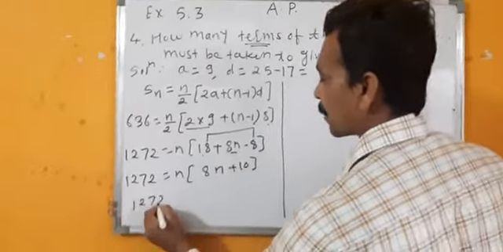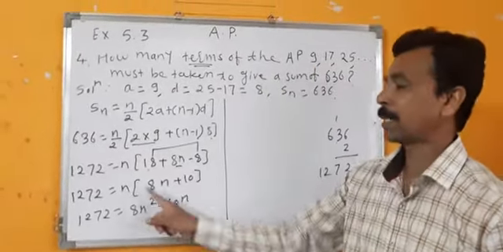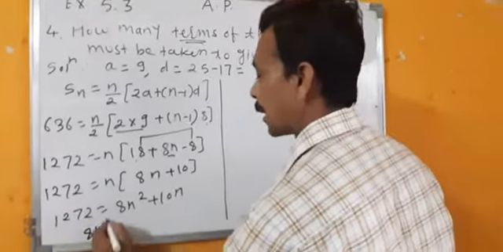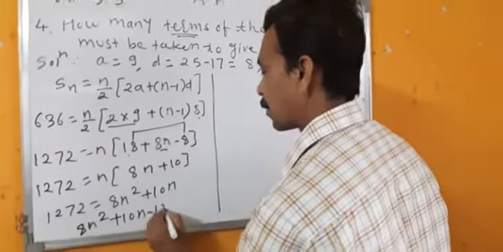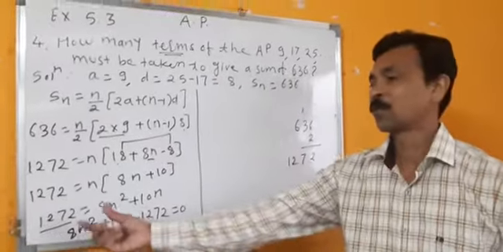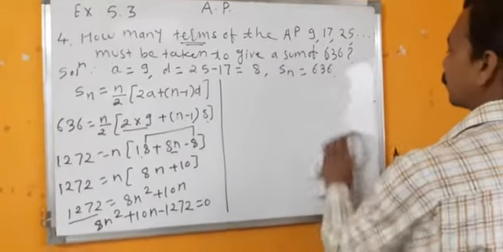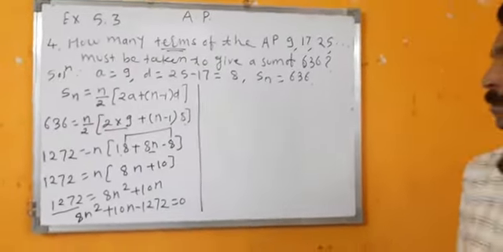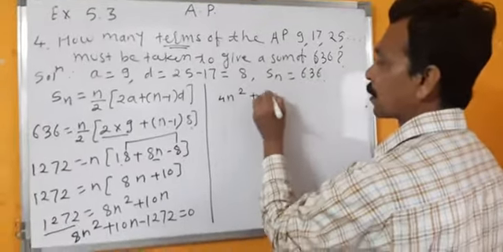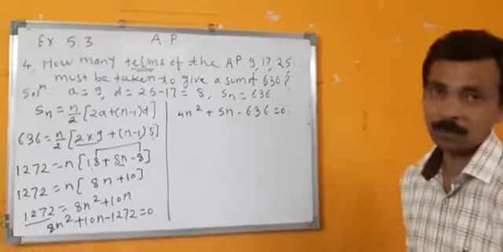So 1272 is equal to 8n square plus 10n, because n into 8n is 8n square and n into 10 is 10n. It becomes 8n square plus 10n minus 1272 is equal to 0, because the 1272 moves from the left hand side to the right hand side and becomes negative. Now I'll divide the whole equation by 2. It becomes 4n square plus 5n minus 636 is equal to 0.